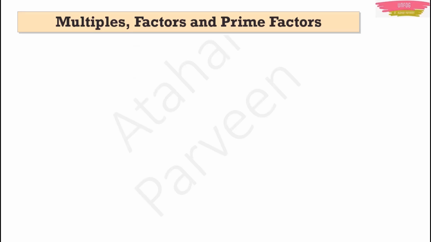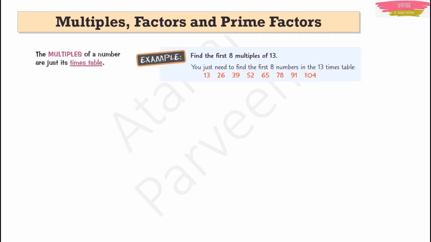Now let's see what are multiples, factors and prime factors. First, multiples. Multiples means any number, it will come in a table. That is a multiple.